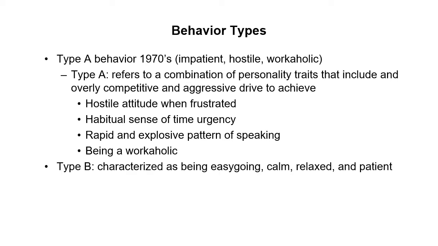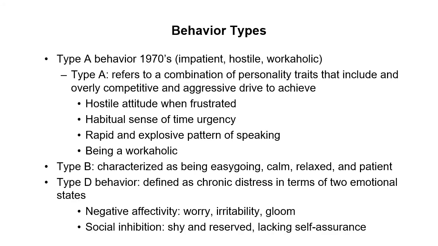Next type is type B. This is someone who's more easygoing, calm, relaxed, patient. And then finally type D is, and I don't know what happened to type C, we only look at type A and B typically, and sometimes D, but type D is someone who's in chronic distress of negative affect. This is the type of person who is always worrying, always irritable, always gloomy, tends to be more pessimistic. Also someone who's shy and reserved, maybe lacking self-assurance.